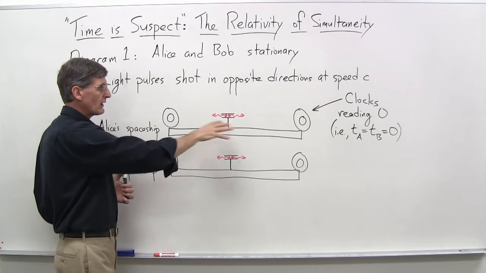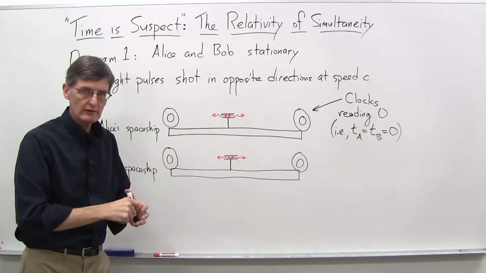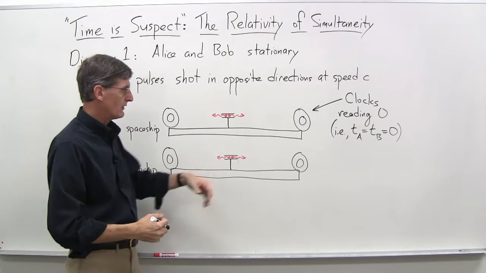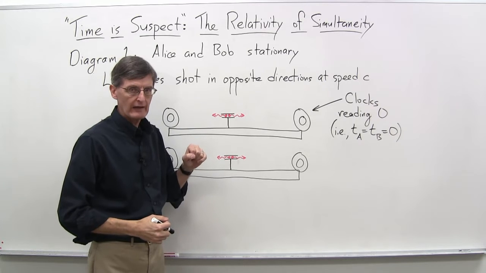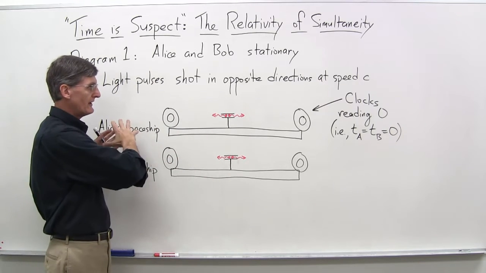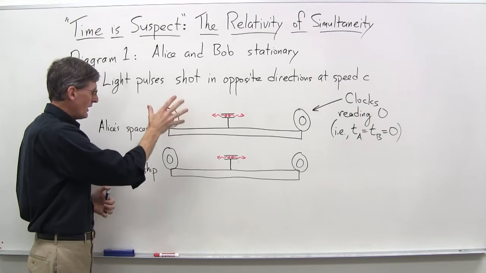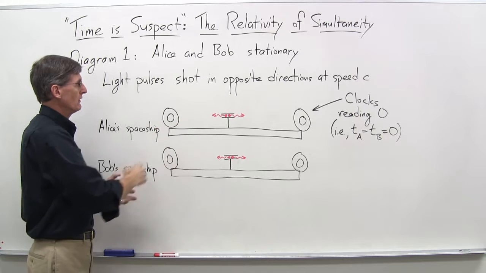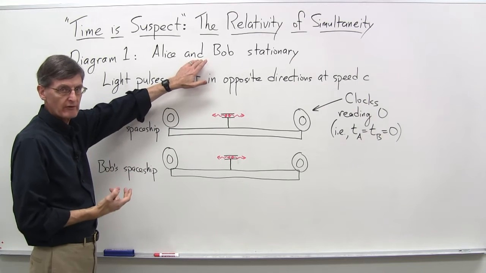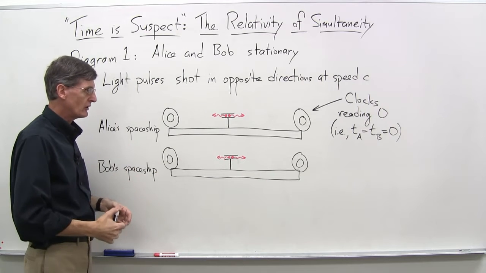Well, we have the clocks set up so that when a light pulse reaches the clock, it sets a little trigger, takes a photograph, and records the time on that clock. Same thing for Bob's clocks as well. So here's our initial situation. Light pulses are shot in opposite directions. Alice and Bob are stationary in this first scenario that we're looking at. Nobody's moving. They're just sitting right next to each other.